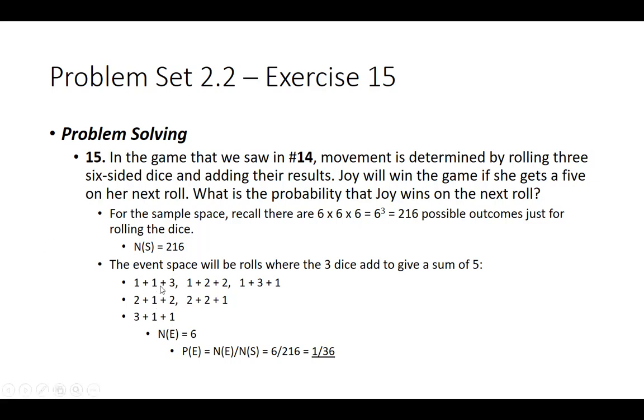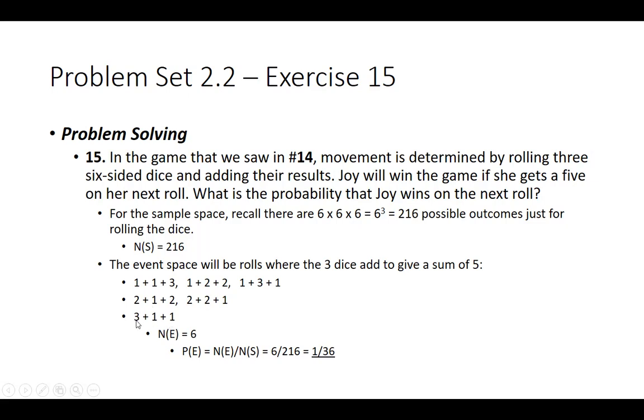How can we get a sum of 5 on 3 dice? Well, that's 1 plus 1 plus 3, or 1 plus 2 plus 2, or 1 plus 3 plus 1. Those are the ones where we roll a 1 first. Those are all the possibilities of getting 5. Rolling a 2 first, we would have 2 plus 1 plus 2, and 2 plus 2 plus 1. Those are all the possibilities of getting a sum of 5 by rolling a 2 first.